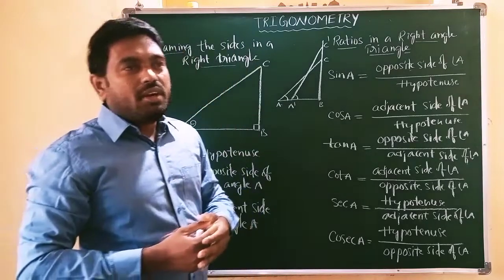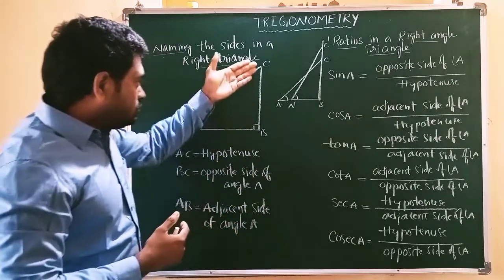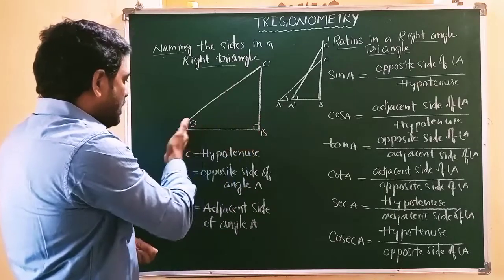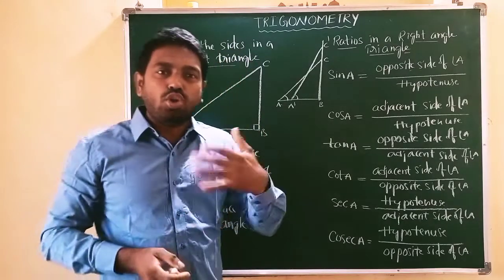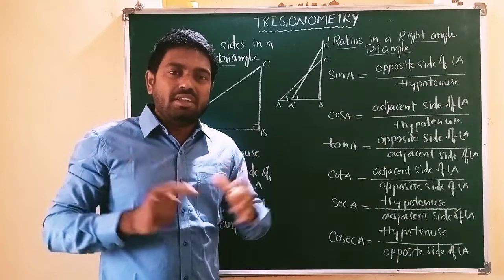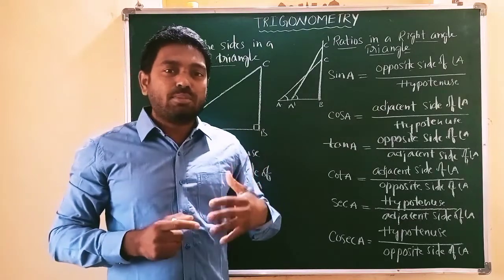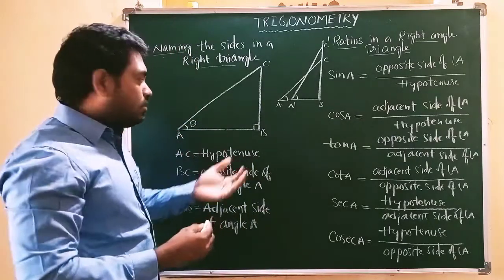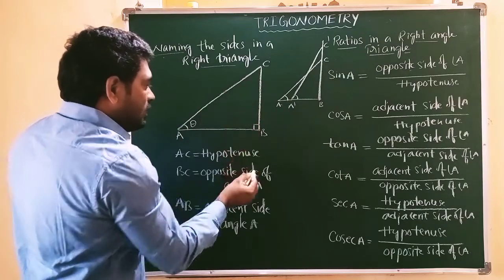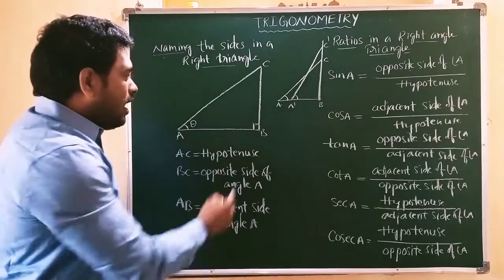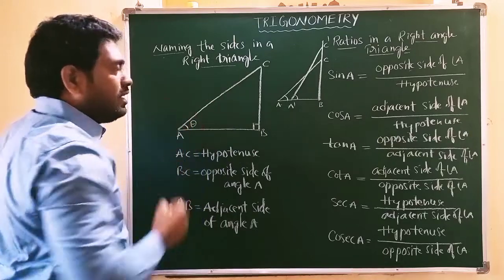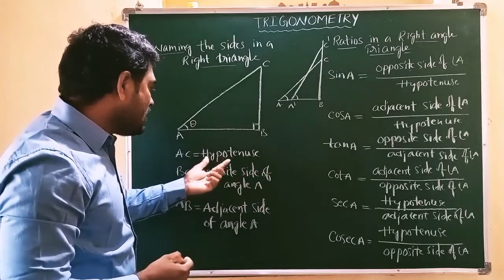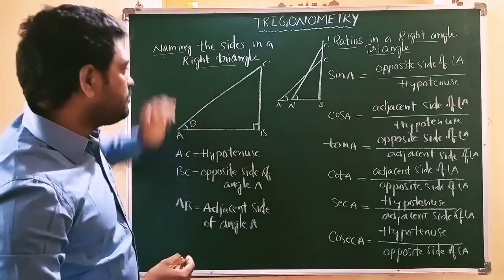Before that, first let me take one right triangle. You know how to name the sides: BC, AB, and AC. This is how we commonly name them, but we are going to discuss more about the sides, so let us rename them. Let me take this triangle. It is right angled at B, and the side opposite to the right angle, the longest side, is the hypotenuse.